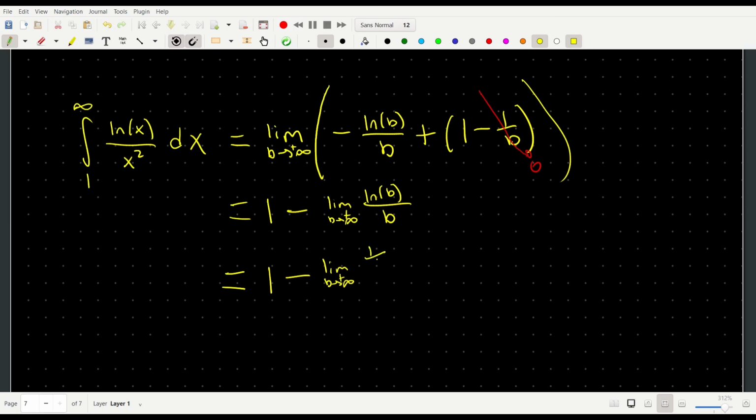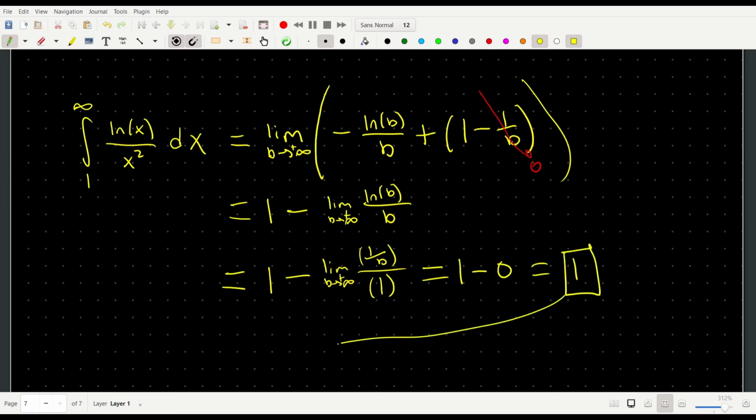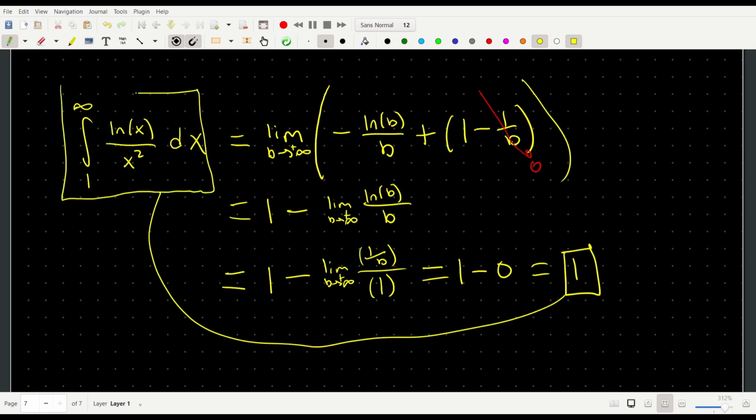This will be 1 over b, the derivative of the natural log function, and the derivative of b is just 1 here. So this limit ends up being 1 minus 0, or 1. So the area under this infinitely long curve is equal to 1, which is very neat.